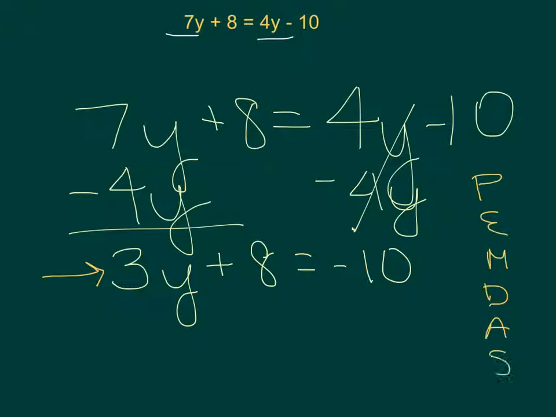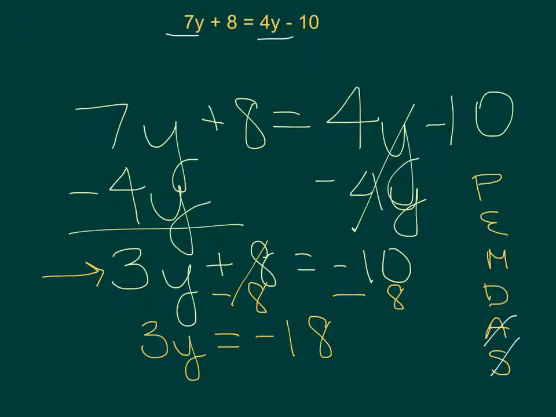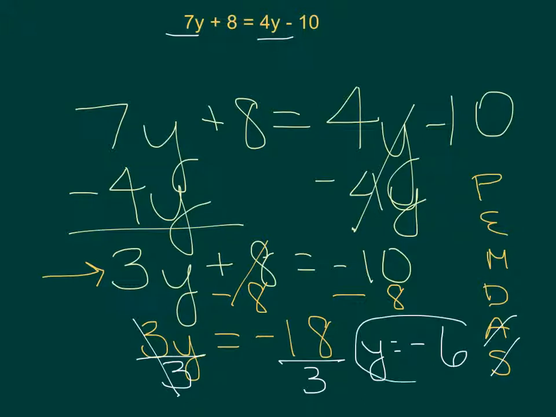So we actually want to do the opposite of PEMDAS. So you first want to add or subtract. So we're going to subtract 8 and subtract 8 over here. So we're left with 3y equals -18. Now you need to multiply or divide. We divide both sides by 3 and we get y equals -6.